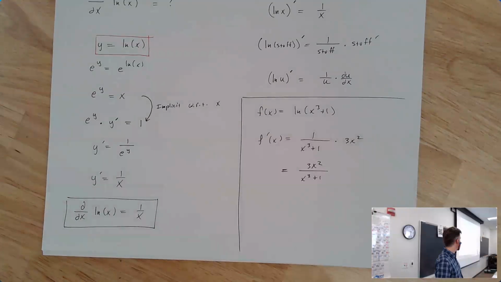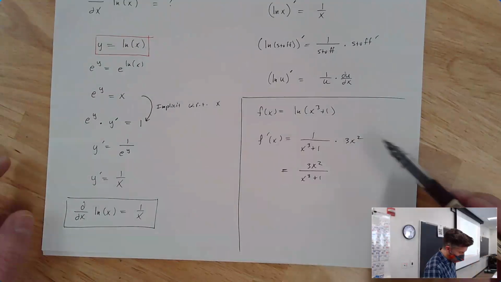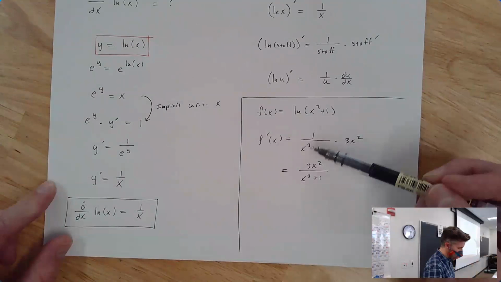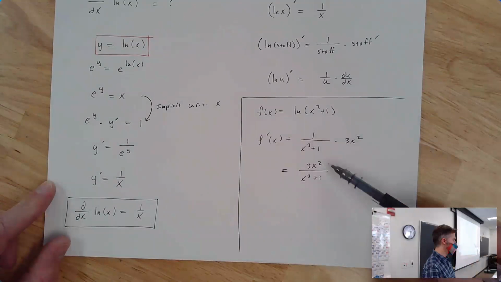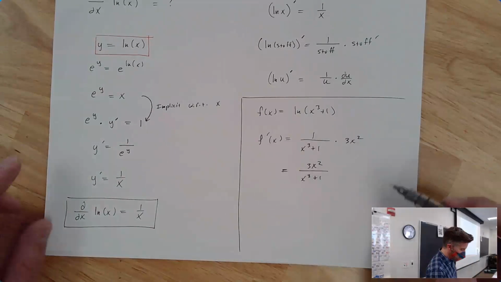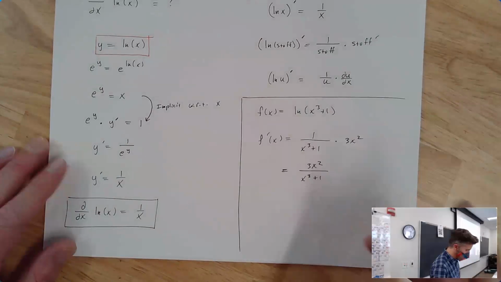I personally don't tend to because of the way I think about it. I really am encouraging you to think of it as 1 over the stuff and then times the derivative of the stuff. But then you can just write it as, oh yeah, it's really my derivative over the stuff. So if you really wanted to, you can.